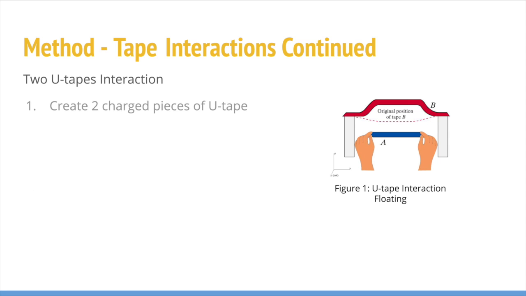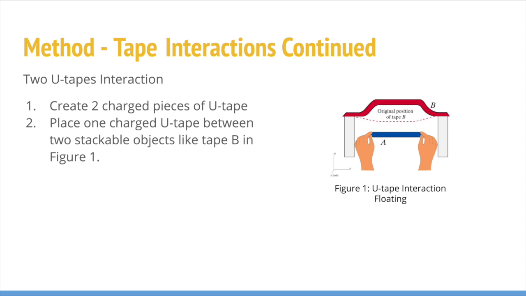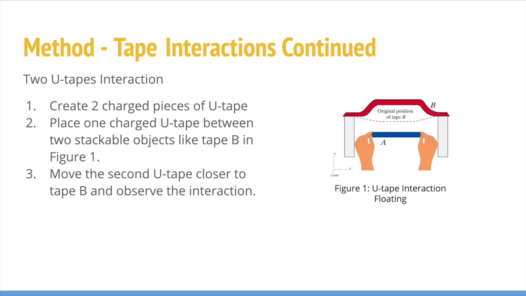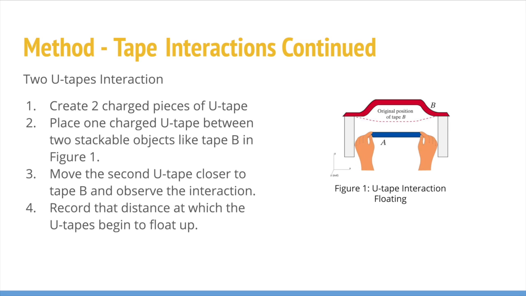So I set up an apparatus by creating two pieces of charged tape and then placing one charged tape between two stackable objects like tape B in figure 1. Then I moved a second piece of U-tape close to tape B and observed the interaction. I then recorded the distance at which the U-tape began to float up.